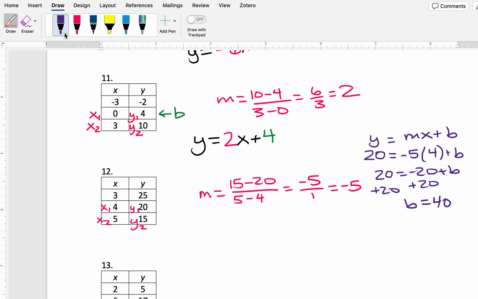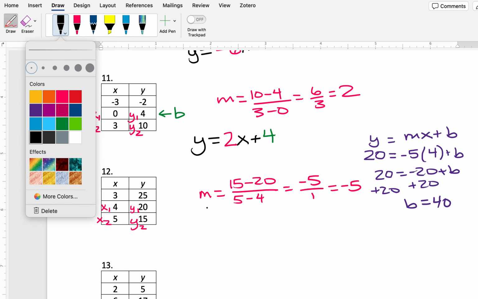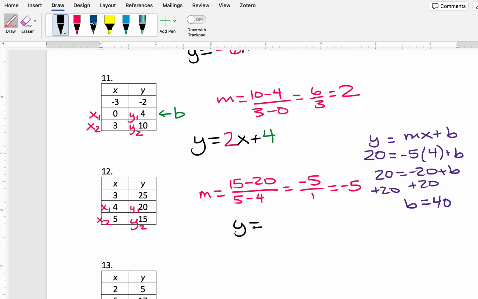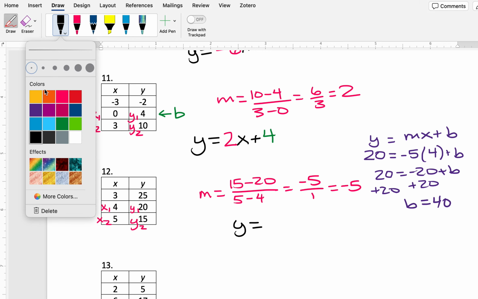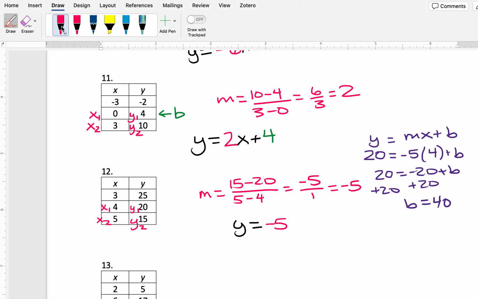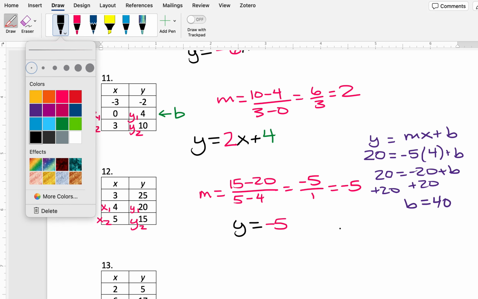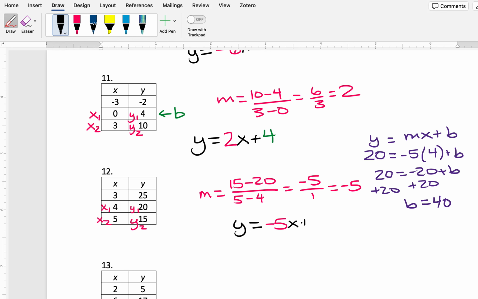So for my equation, it's going to be y equals -5x plus 40.